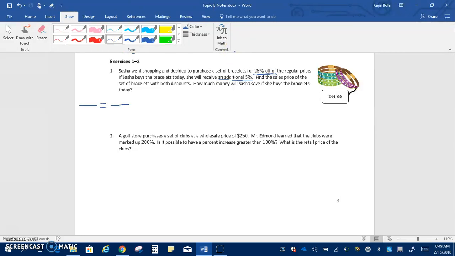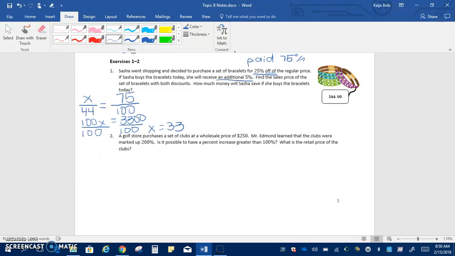So we're going to start with the first 25% off. So here's our proportion. Here's 100. We know that they cost $44, so that goes on the bottom. We're looking for the sales price. If they are 25% off, that means that we paid 75% of the original cost. So this is 75. So we get 100x equals 3,300. Divide by 100, and you get x equals $33.